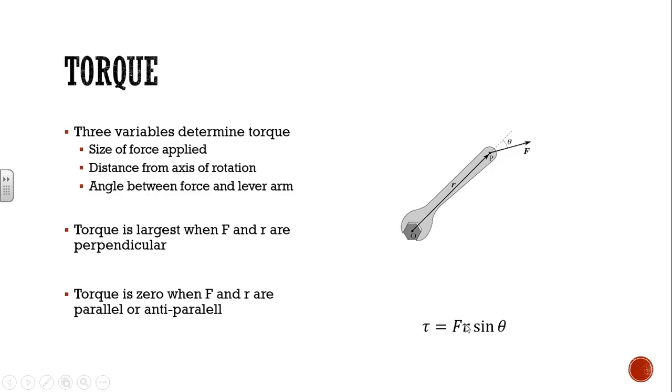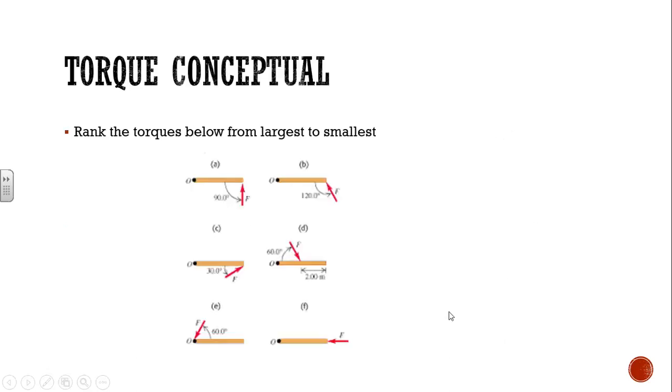Now there's a little bit more in here. This is technically what we call a vector product in physics. So you have a vector times a vector giving you another vector. We don't need to get into that detail at this point. What you need to know is that if you take force times radius times the sine of the angle between them, you get the torque.